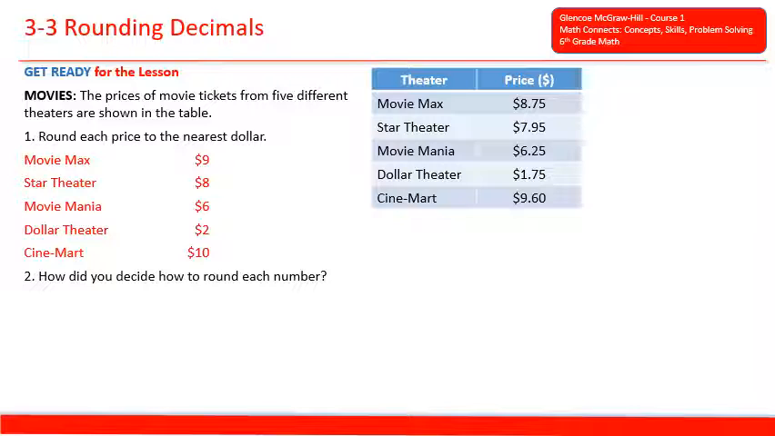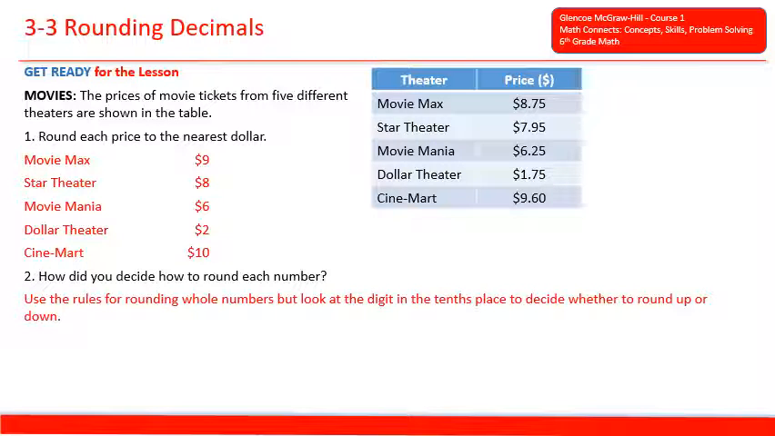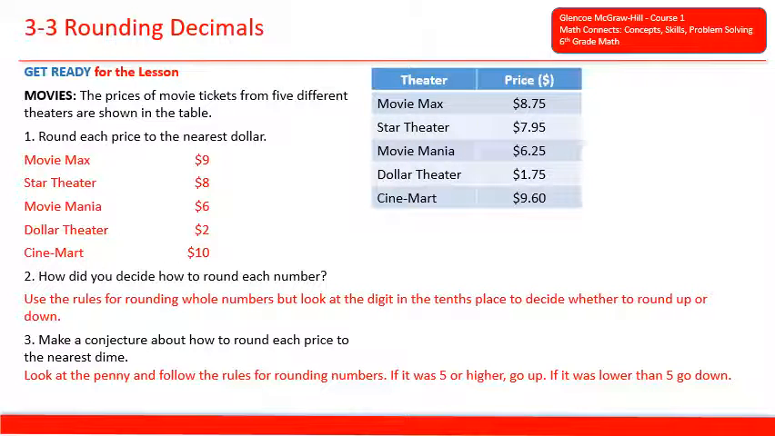How did you decide how to round each number? Use the rules for rounding whole numbers, but look at the digit in the tenths place to decide whether to round up or down. Make a conjecture about how to round each price to the nearest dime. Look at the penny or the hundredth place and follow the rules for rounding numbers. If it was 5 or higher, go up. If it was lower than 5, go down. You can round decimals just as you round whole numbers.